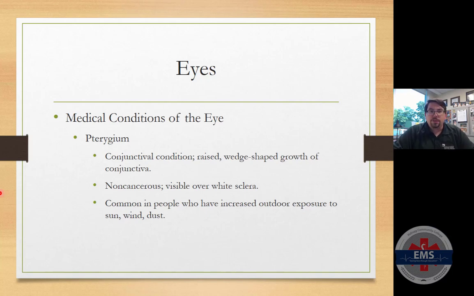Although the cause of this is really unknown, it's more common in people who have increased outdoor exposure to the sun, wind, and dust. So we see it more commonly in southern climates, although we typically won't see it in children. It's more rare in that circumstance. Generally, again, no treatment is primarily indicated for these patients.